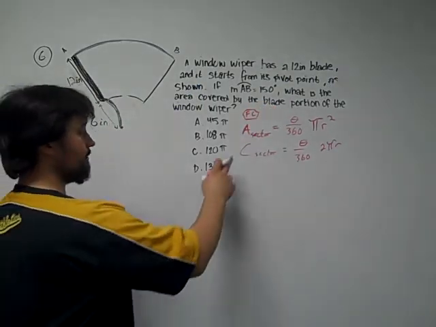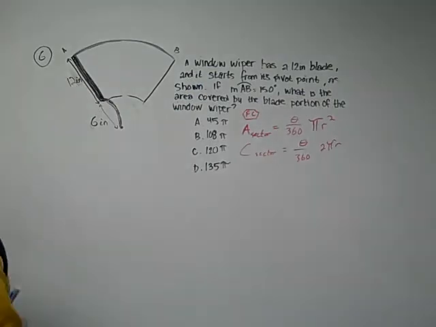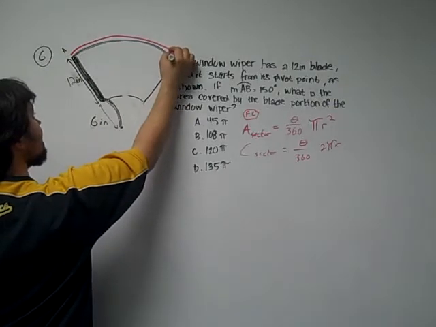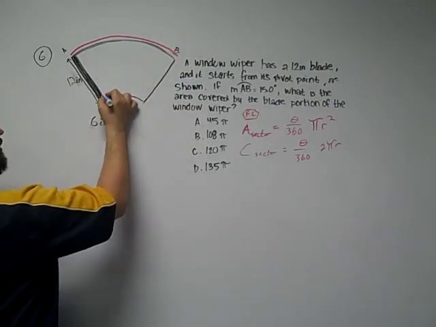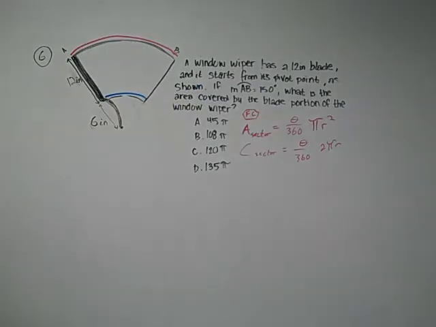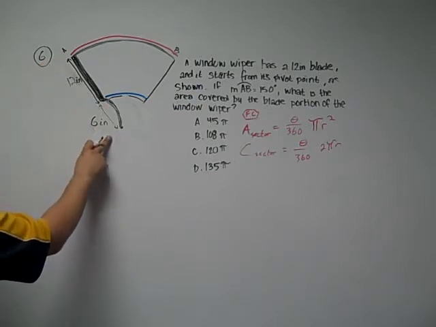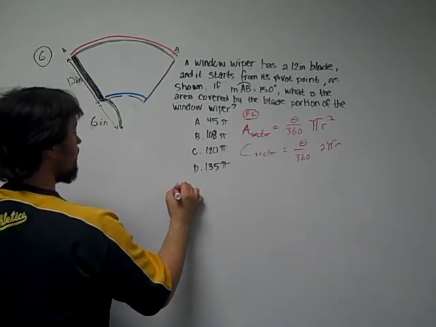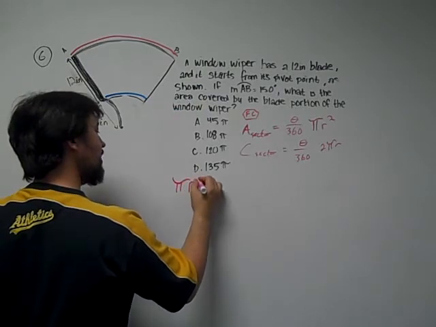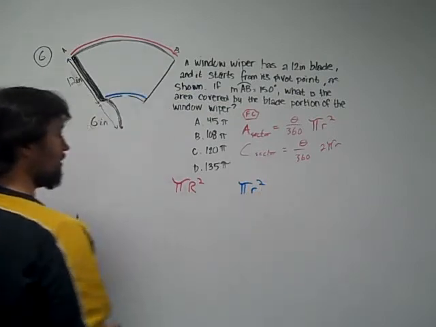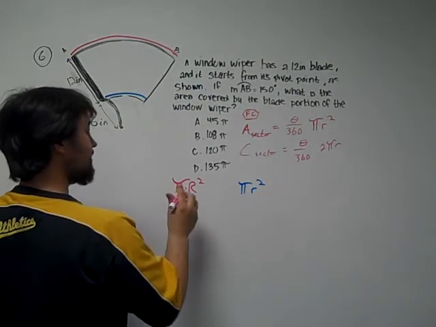Now, we're only using the top one. Looking at this, what we see is that this arc is the outer circle, and this arc is going to be the smaller circle. So, the radius of the outer circle is not 12. The radius of the outer circle is 18. So, we're going to be going pi big R squared, and we have pi little r squared, and we're going to be taking the difference of the two.